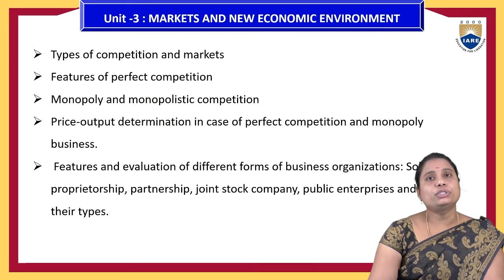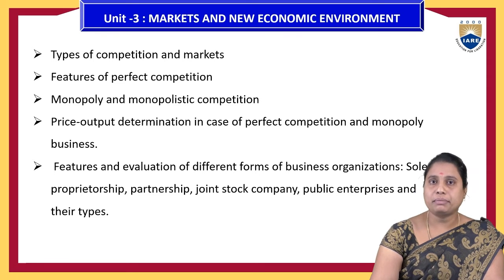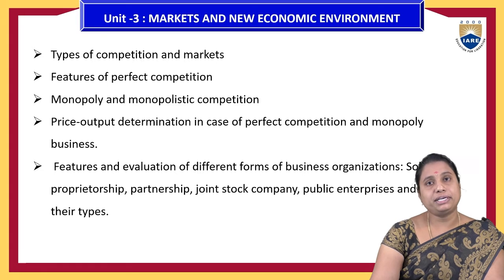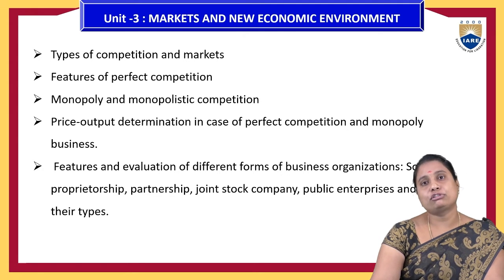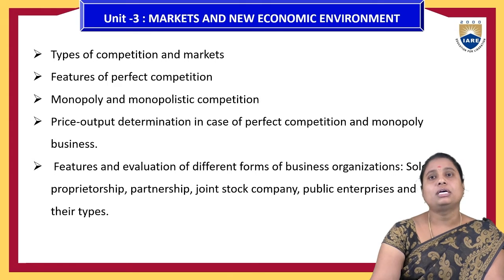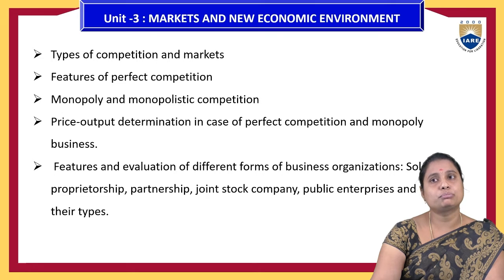Here, the questions will be based on the types of competition and markets, features of perfect competition, imperfect competitive markets like monopoly and monopolistic competition, and price-output determination in perfect competition as well as in imperfect competition, and the features and evolution of different forms of business organizations like sole proprietorship, partnership, joint stock companies, public enterprises, and private enterprises.